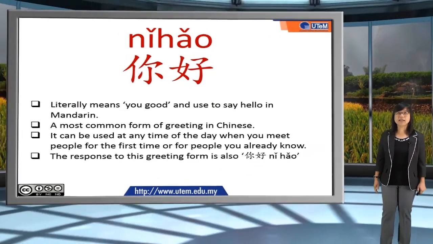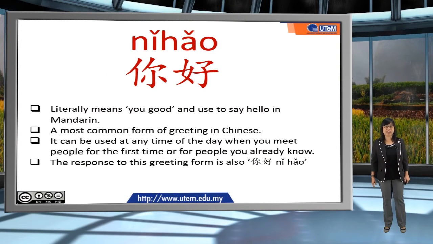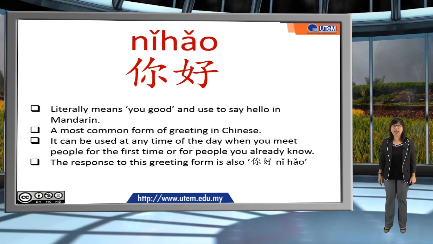First, let's learn how to say hello in Mandarin. When you meet people for the first time, or for people you already know, at any time of the day or any place, you can say 你好. It is a common form of greeting in Mandarin. 你 means you, and 好 means good. 你好 literally means you good. It is the Mandarin equivalent to say hello.